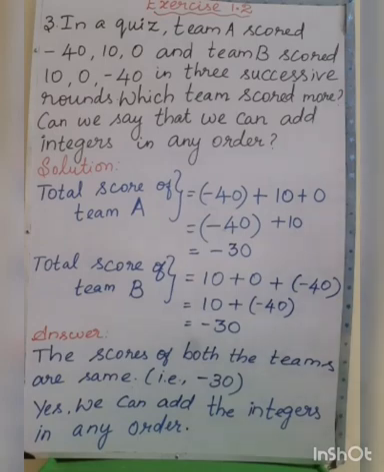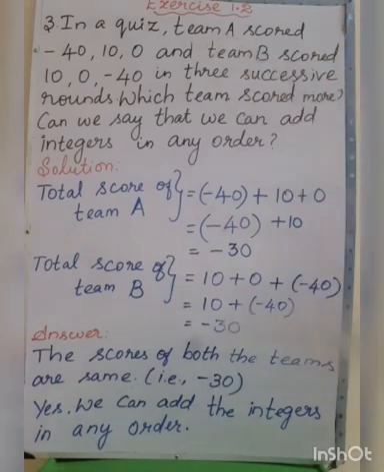Okay, and the answer to the first question: which team scored more? These two teams' scores are the same. Team A scores minus 30, and team B also scores minus 30. So the scores of both teams are the same, minus 30.